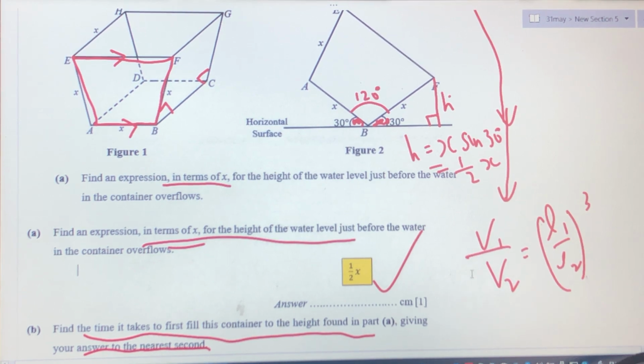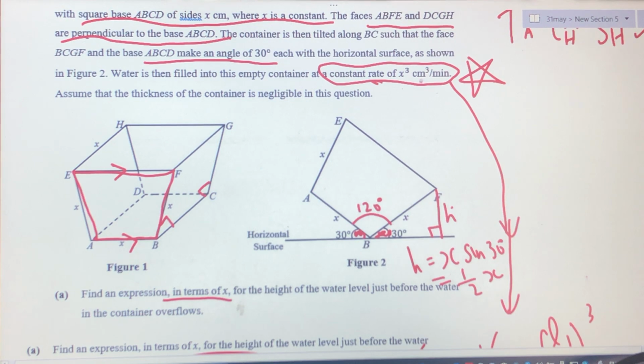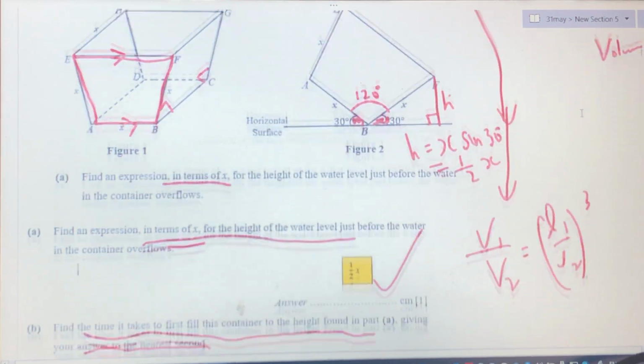So what is this? Because they already give you the speed here. That means they tell you 1 minute, x cube. So if I can find the actual volume, I take this divided by this, then I will be able to find the number of minutes already. So I just need to find the actual volume.